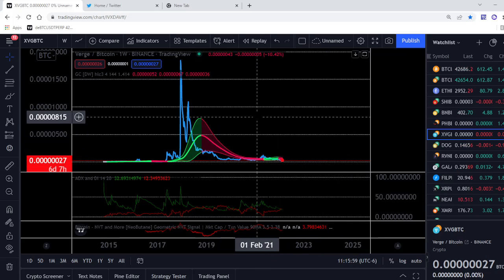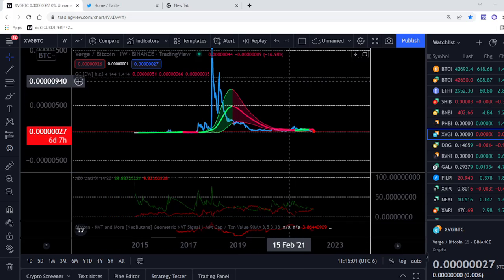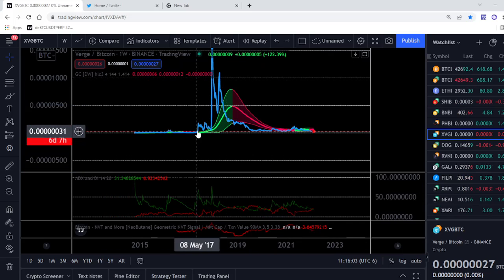Now, Verge, or XVG. Oh, that's what I meant. Verge is the coin that outpumped every coin in 2017. PHB came close. I remember it doing like 10x to 15x in one single day. If you were holding that at that time, everyone was jealous of PHB holders back in 2017, 2018. But Verge outpaced every single coin.